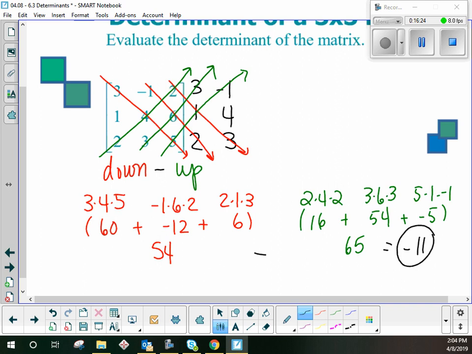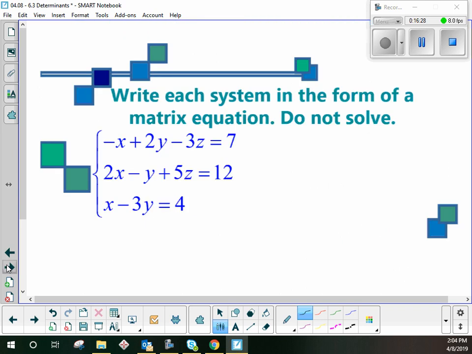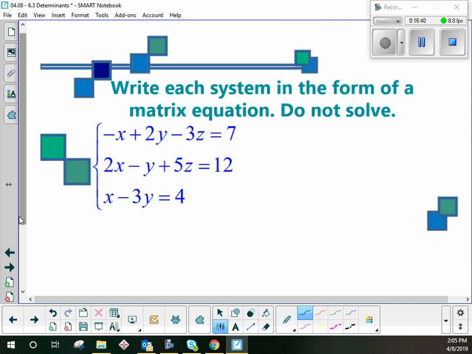Does anybody need this up anymore? This says, write each system in the form of a matrix equation, do not solve. So here's where we start leading ourselves into solving equations and being able to just set up a matrix equation. We're basically rewriting this to look like some matrix A times some other matrix X equals some matrix B. What you want to do is set up your coefficient matrix.